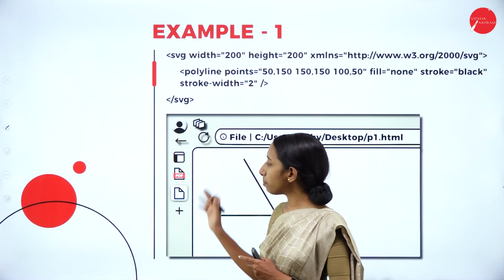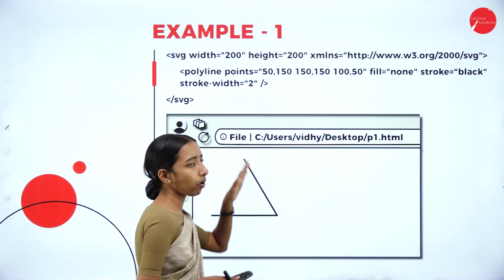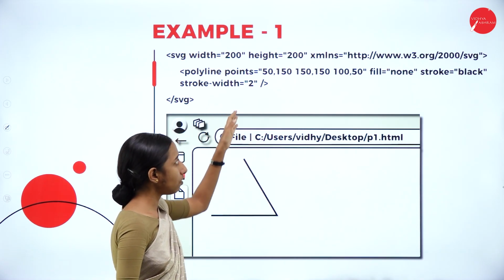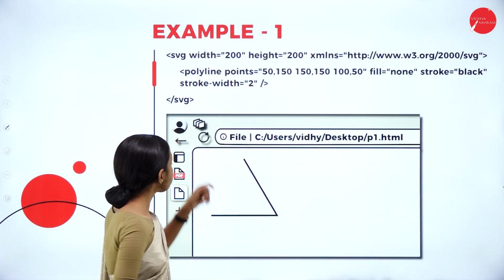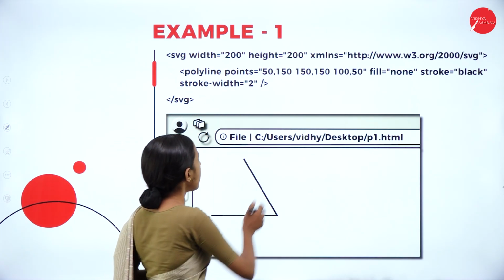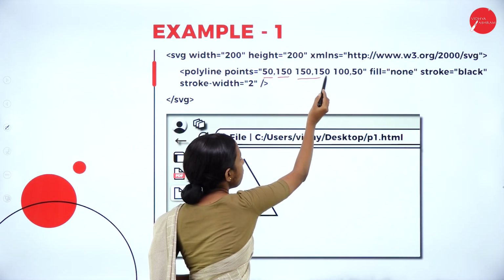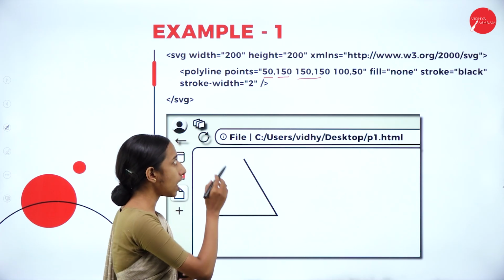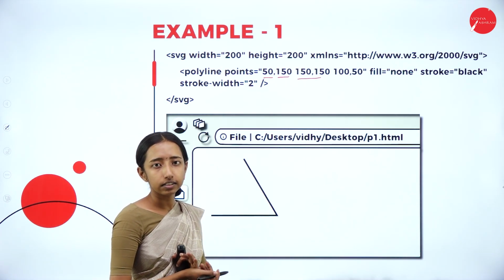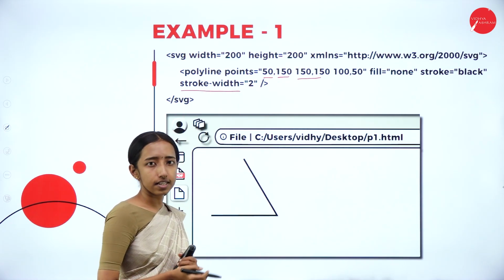So here is an example of how we can draw the polyline. Here also we have taken the SVG with the polyline element, and in the SVG we have taken height, width and xmlns, and we have given 200 and the xmlns website. Next we are having polyline. So the points I have given are 50,150, and next 150,150, and the next one is 100,150. Fill is none, I have not given the fill, and the stroke is black and the stroke width is 2.